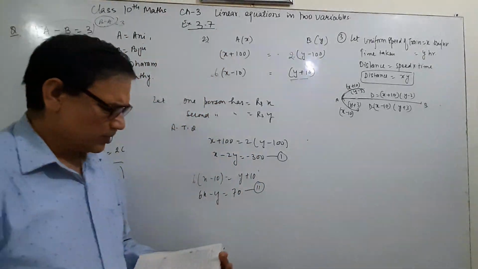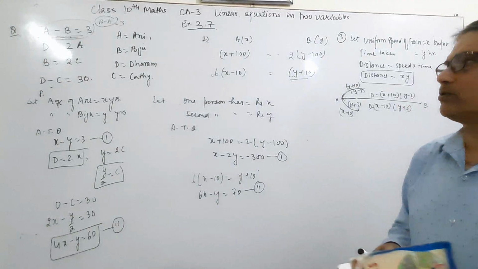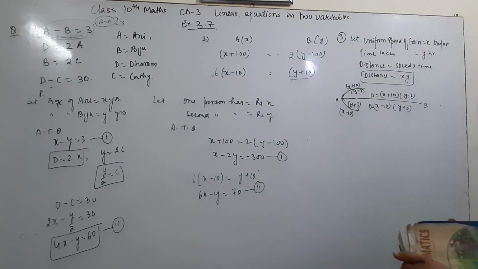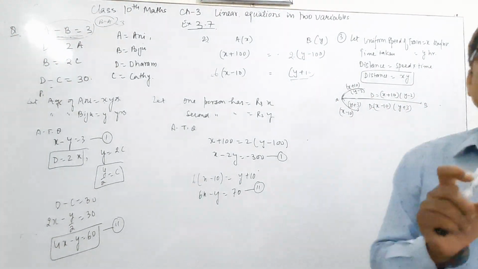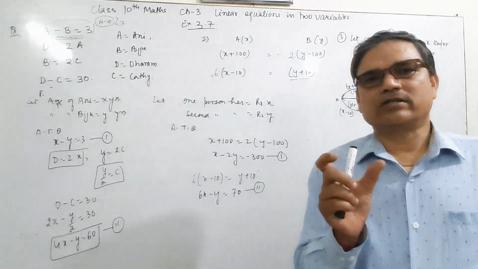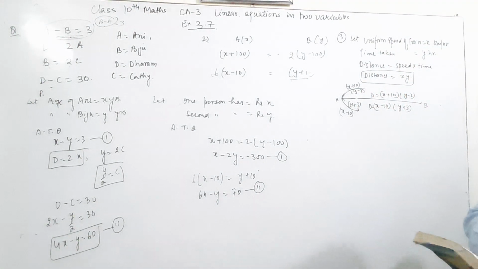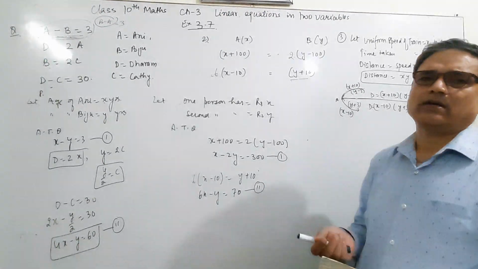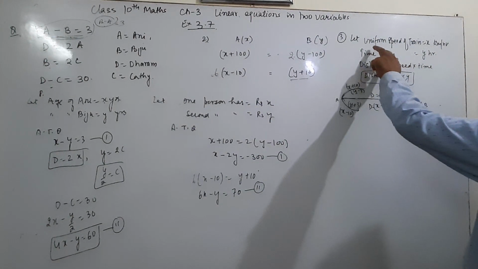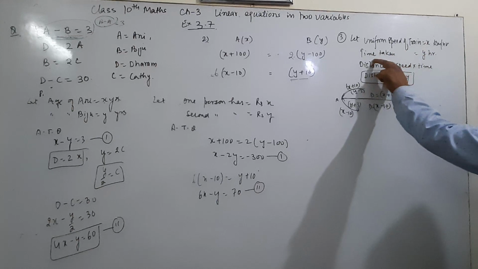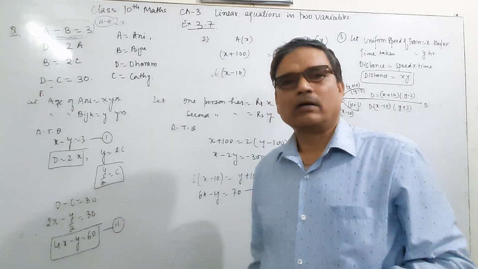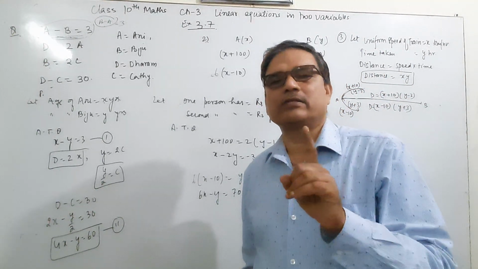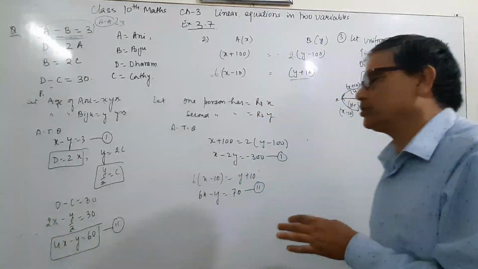Question number third. A train covered a certain distance at a uniform speed. A and B are two stations and the distance between the two stations is fixed. Let the speed of the train be X and the time taken to cover the distance be Y. It means the certain distance is fixed.